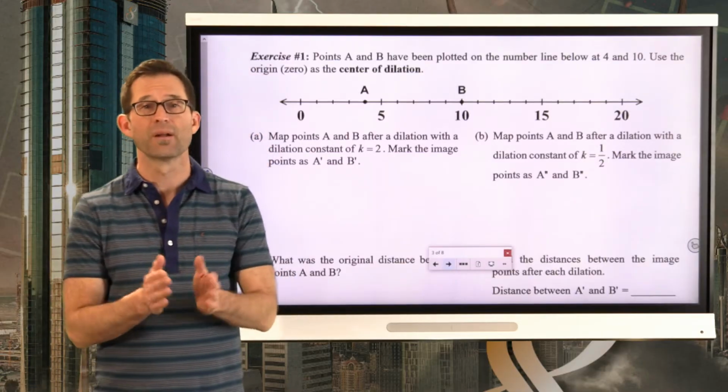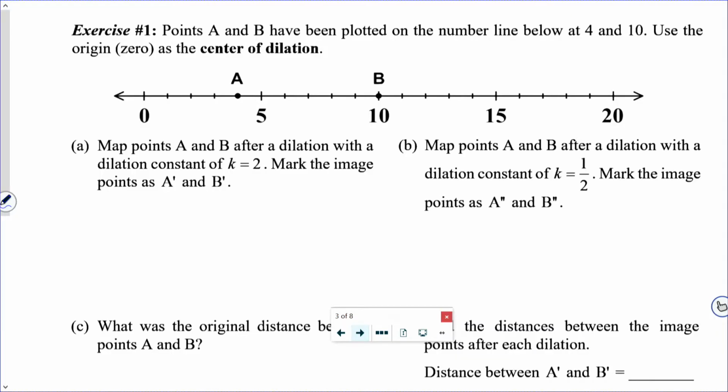All right, exercise number 1. Points A and B have been plotted on the number line below at 4 and 10. Use the origin, the 0 point, as the center of dilation. Letter A asks us to map points A and B after a dilation with a dilation constant of 2. Mark the image points as A prime, B prime.